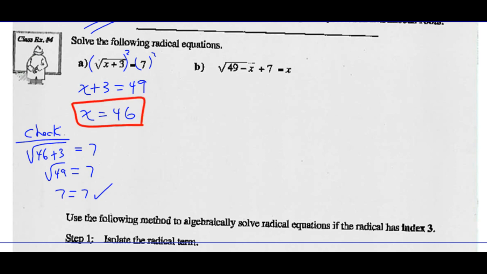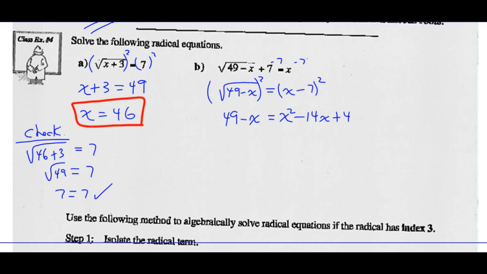All right, let's look at part B. Step 1, isolate the radical. So let's get rid of the 7 from the left side of the equation. So I got the square root of 49 minus x will equal x minus 7. Now that I've isolated the radical, I can square both sides. If you square a radical, you get the radicand, and x minus 7 all squared. Square the first term, so that's going to be x squared. Multiply the two terms together and double it, so that's minus 14x, and square the last term. Minus 7 times minus 7 is positive 49.